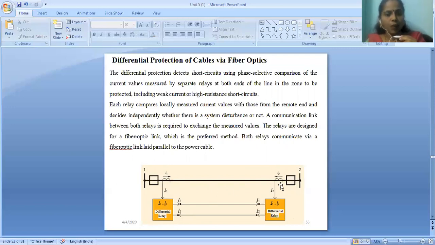In case of a fault, a differential current will flow through the circuit, and under normal conditions the current at both the ends will be the same. The same concept is followed. The only inclusion is that fiber optic cables are laid on both sides. That is, both the relays communicate via a fiber optic link, which is laid parallel to the power cable.